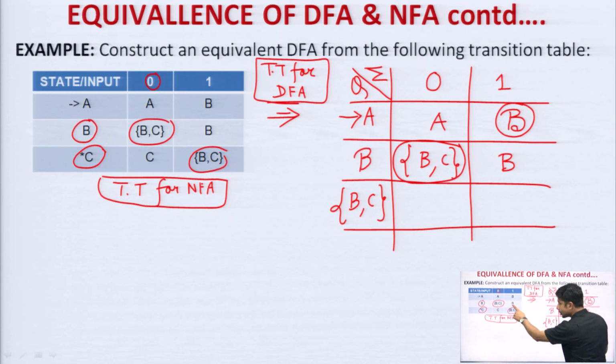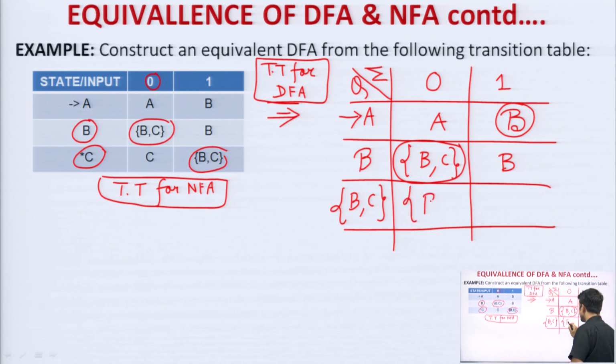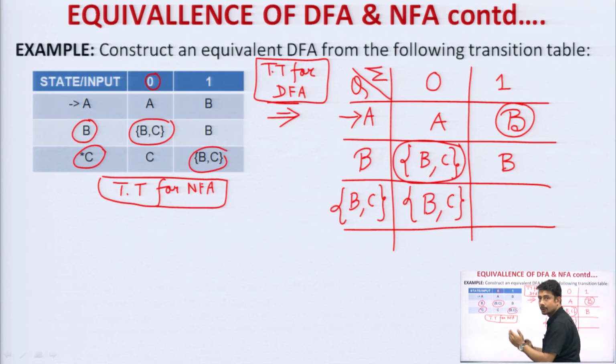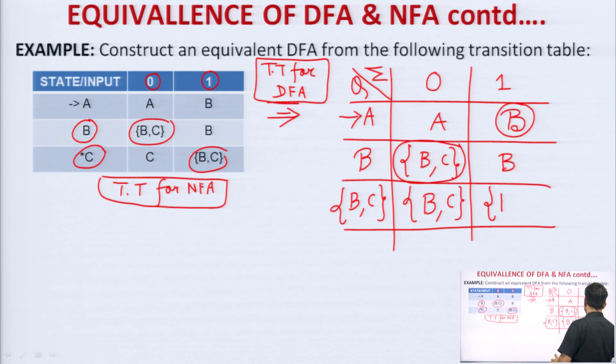Now, look into the transition table of the NFA. On input B and C together, on input 0, where is it going? B, comma C, and C. C and C are the same, so it will be B and C. You can rewind the video and revise this topic. Again, I will check for input symbol 1: on seeing B and C, where is it going? B and BC. B and B are the same, so it will be BC.